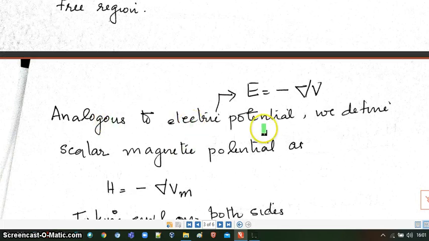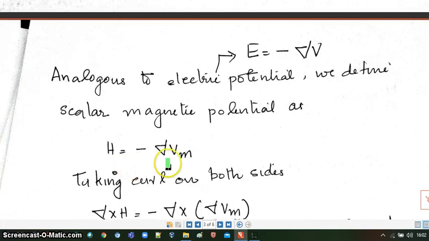Analogous to electric potential, E equal to minus del V. Here E is the electric field intensity and V is the electric potential. We define the scalar magnetic potential as H equal to minus del Vm, where H is the magnetic field intensity and Vm is the scalar magnetic potential.